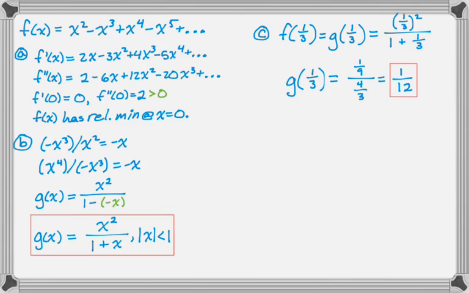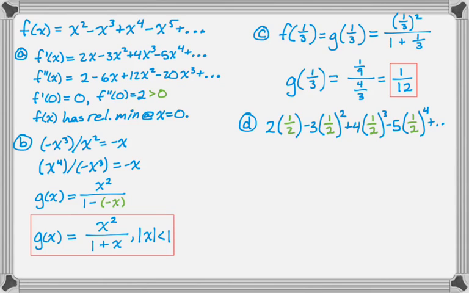And the next question is a little weird. So we have to use our function to somehow evaluate this, which if you just compare what you're looking at to what we've done so far, you'll notice that the 2, the 3, the 4, the 5, that corresponds nicely to f prime of x. So it looks like this is just f prime of x with 1/2 plugged in.